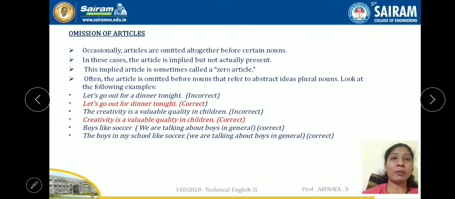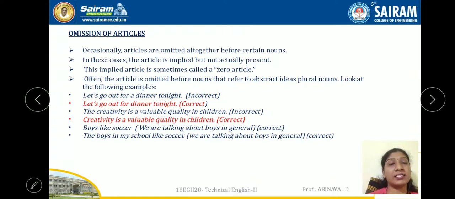So, for plurals mentioned in general, like children like chocolate, you are not saying which children, which group of children. So if you are stating a plural noun in a general sense, at that time you should not use any articles.